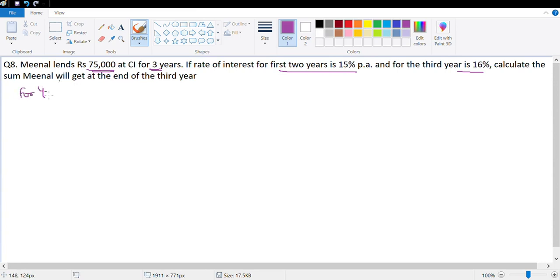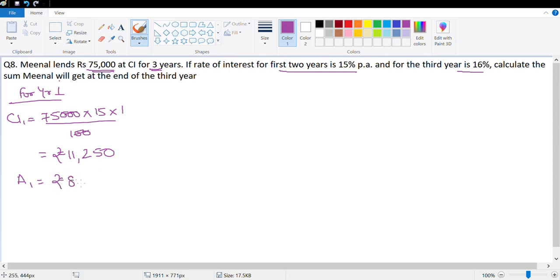So for year 1, compound interest would be equal to principal into rate. First year is 15 multiplied with 1 upon 100. So that's 750 into 15, and 750 into 15 is equal to 11,250. Therefore, amount for year 1 would be equal to 11,250 plus 75,000, which is equal to 86,250.